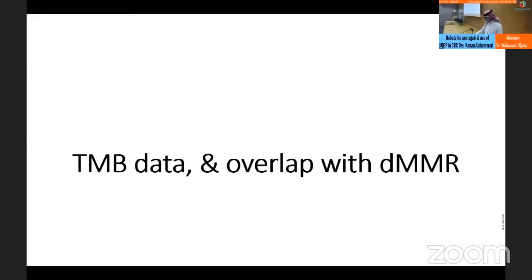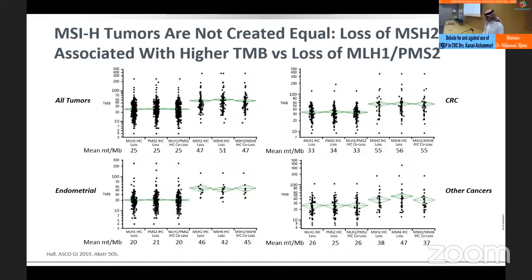So TMB data and overlap with deficient MMR. Now I know Dr. Riham spoke about this in her talk earlier, but microsatellite unstable tumors are not equal. Immunohistochemically, we test for MSH2, MSH6, MLH1, and PMS2. And we know from this study by Hall, presented in ASCO GI, that loss of MSH2 and MSH6 may be associated with a higher TMB score, as opposed to loss of MLH1 and PMS2. Now, this is when tested using immunohistochemistry, IHC.